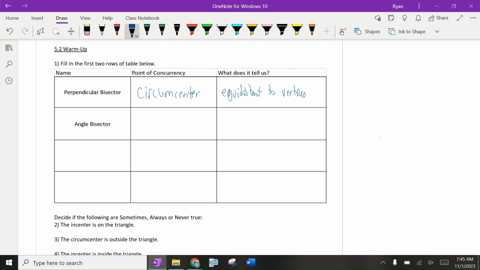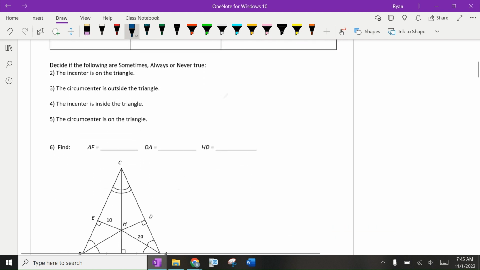The next concurrent point we have is the intersection of the angle bisectors. We call that one the incenter, which also has a special feature. It's going to be equidistant, not to the vertices, but to the sides of the triangle. So those are our first two concurrent points. We have two more, and after today, we should be able to fill in the blanks for those. So keeping these straight, remembering which ones they are, is going to be something that's very significant for us.